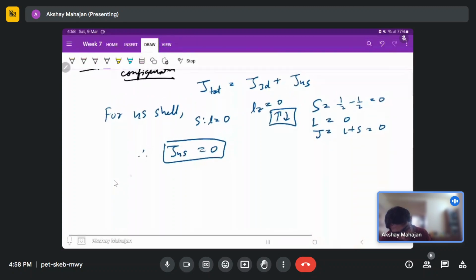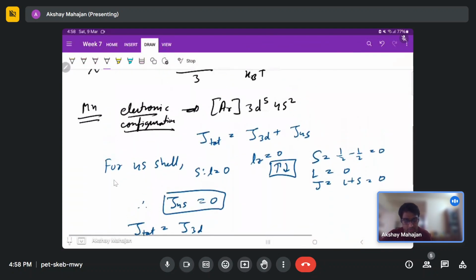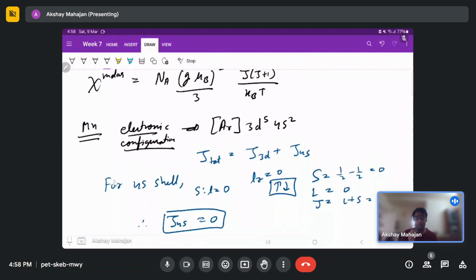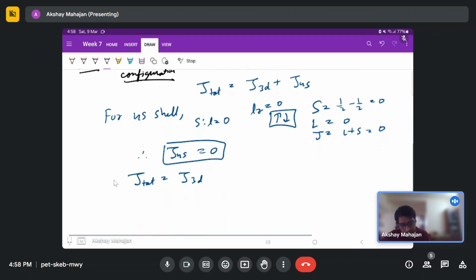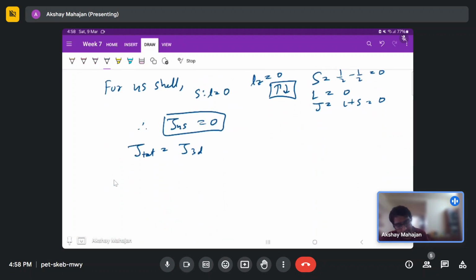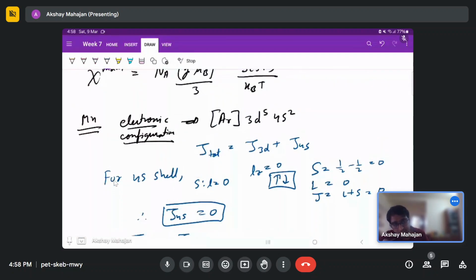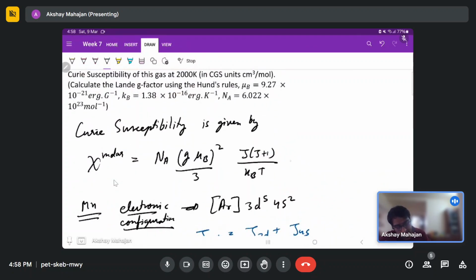So our J total will just be equal to J of 3d. If we have more than two shells in an electronic configuration, then we will just sum whatever the J values are. So J total will be J3d plus J4s, but since 4s is completely filled, J4s will be equal to 0. So J total will be just equal to J3d. Whatever J value we get from this 3d shell is what we are going to use in this formula here.